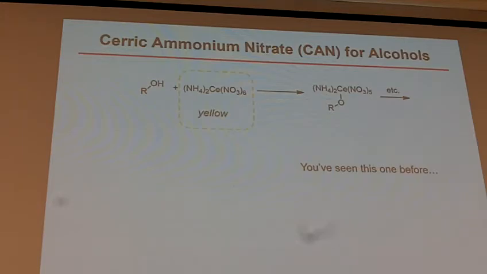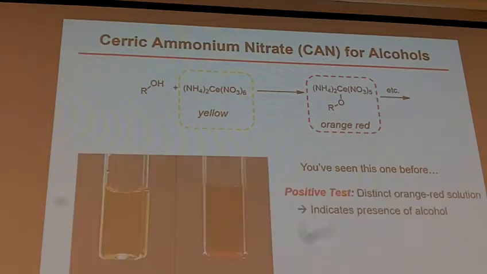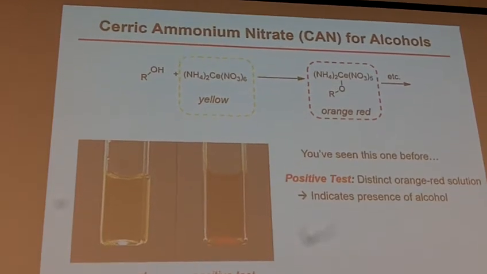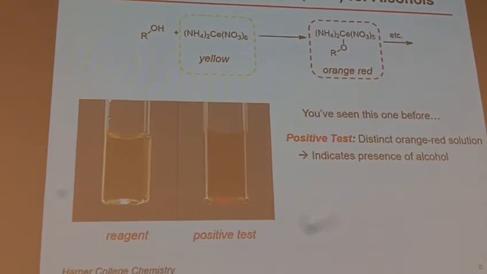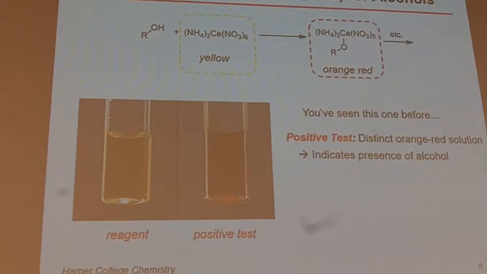So with the CAN test, again, the CAN solution is yellowish, orangish almost, and you get a change to an orange-red color. So this is what you're looking for with that test, all right? So if you get a positive ferric chloride test, you're done with this side of the flowchart, you're done with doing the chemical tests, except for bromine and permanganate and your flame test. If you get a positive CAN test, or a negative ferric chloride but positive CAN, then you're done, okay, with the flowchart, and you just have to go back to bromine, permanganate, or flame test.